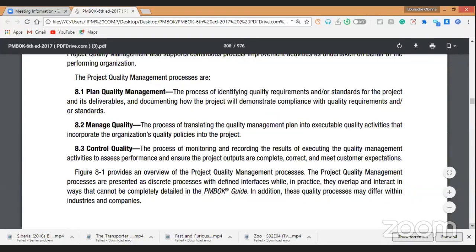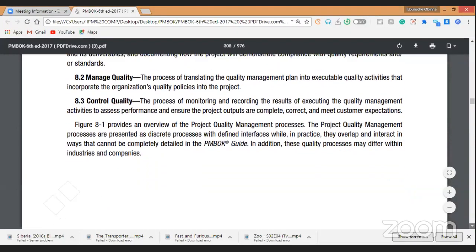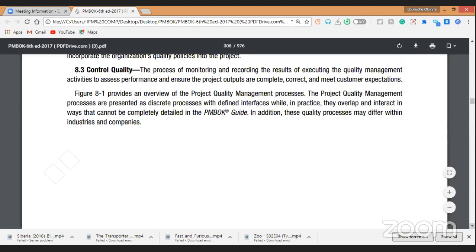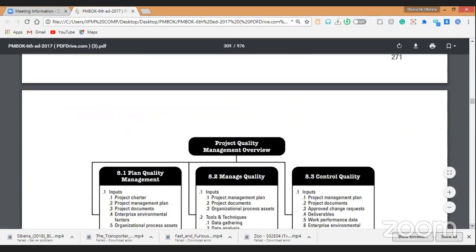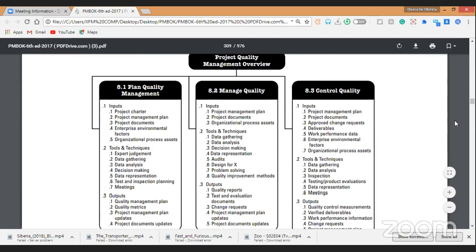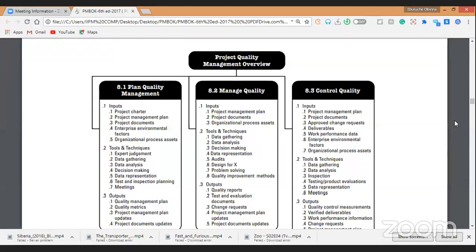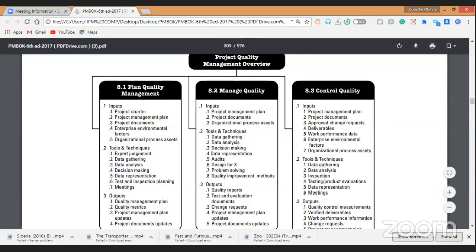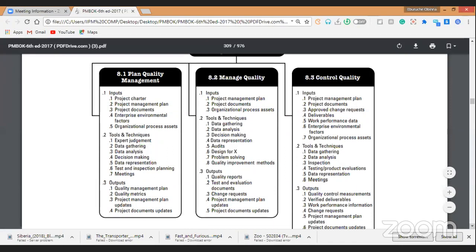All right. Okay, so I trust this introduction is a good one for us. So let's quickly look at the diagram, the map of what quality management is all about. In summary, we have the summary of quality management in this diagram, the overview.